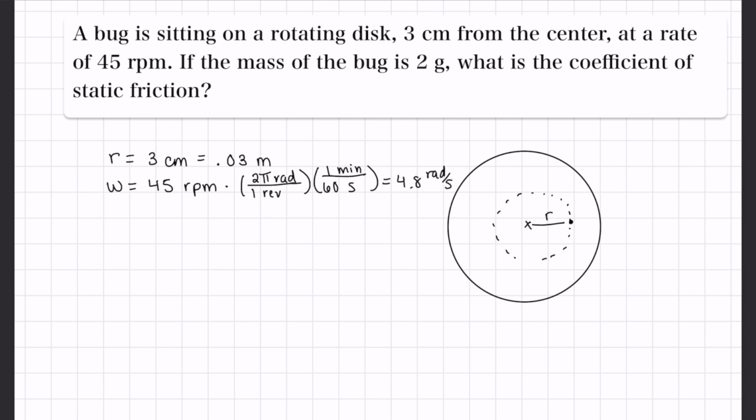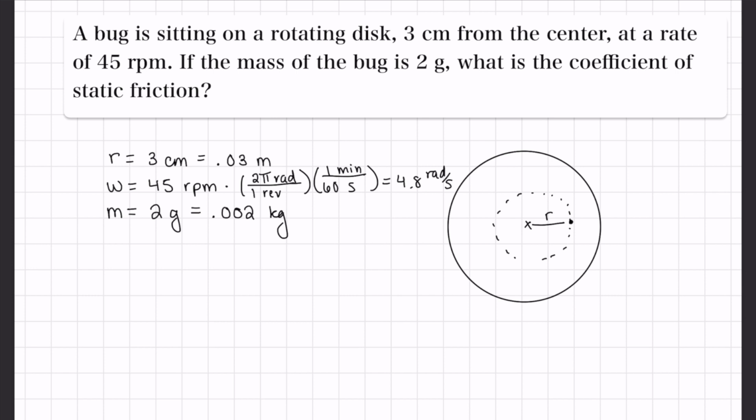radians per second. Okay, the other thing we have is the mass. So that's 2 grams. So we would divide that number by 1,000 to get that into kilograms, and that should be 0.002 kilograms.